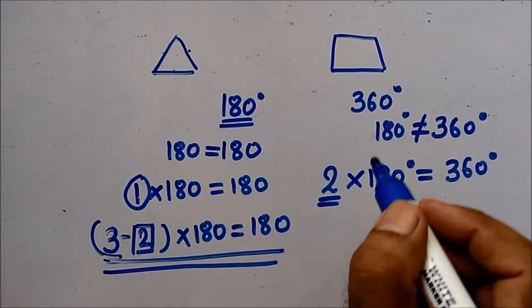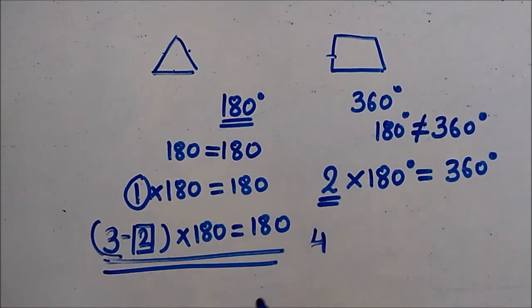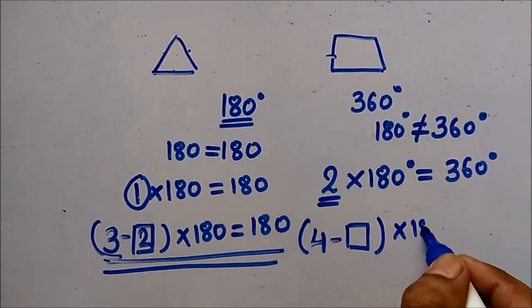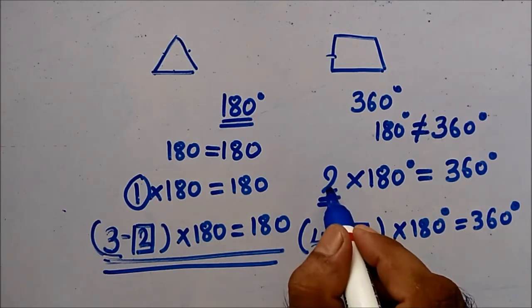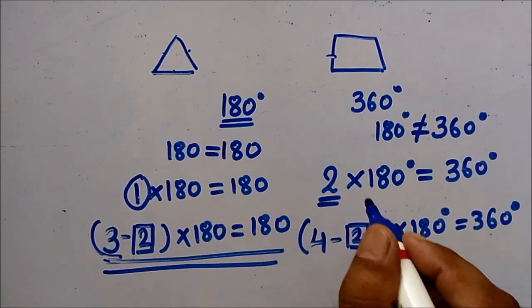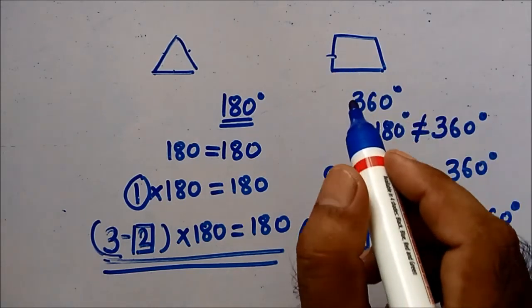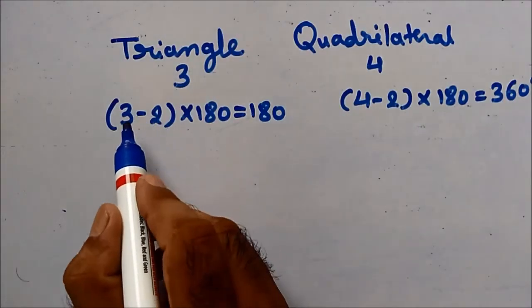But let's introduce the number of sides of a quadrilateral. So 4 is the number of sides of a quadrilateral, minus some number, into 180 gives us 360. So 4 minus which number gives us 2? 4 minus 2. So 4 minus 2 gives us 2. 2 into 180 is 360. So this equation is for a quadrilateral.